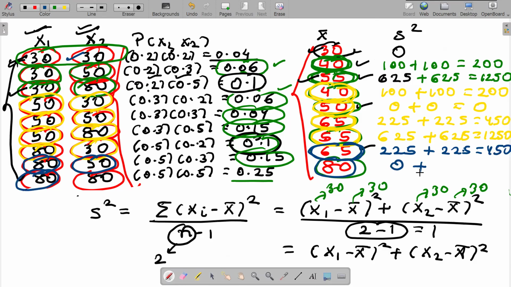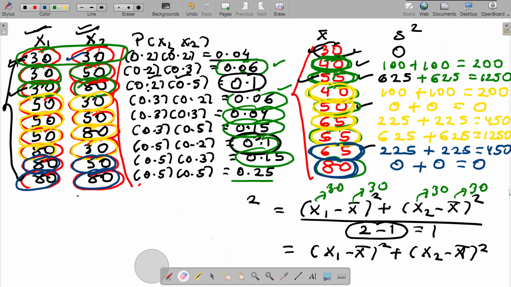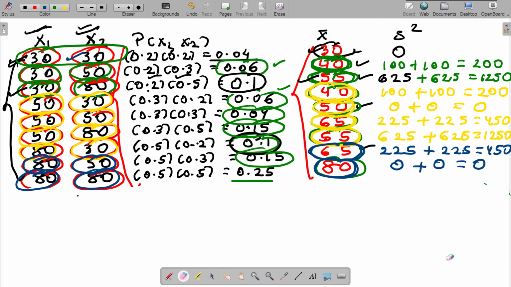So 0 square is 0. And again, 80 minus 80 is 0. So 0 square is 0. 0 plus 0 is 0. So I got the S squares now. I can now make the sampling distribution of S square. So I have S square. The values taken by S square are 0. I am writing them in ascending order. Then 200. Then 450. And then 1250.